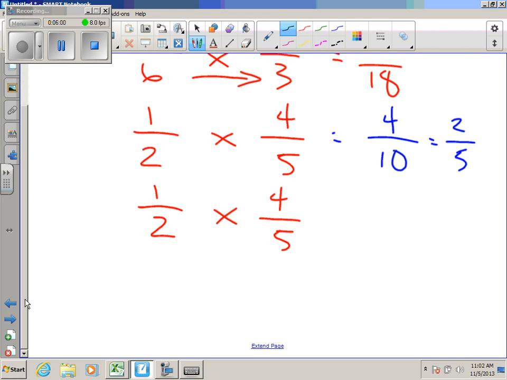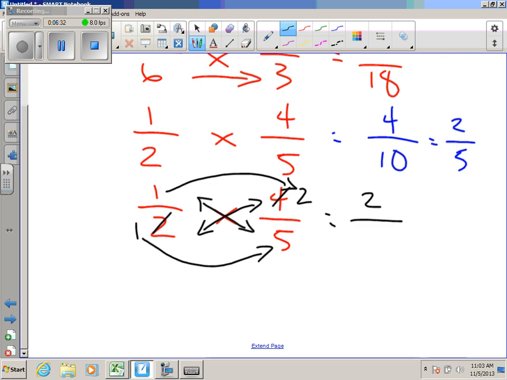Look diagonally. Do the 1 and the 5 have anything in common that you can divide them both by? Let's then look at the 4 and the 2. Is there anything there you can divide both a 4 and a 2 by? 2. So let's do that. What's 2 divided by 2? 1. 4 divided by 2 is 2. Now multiply. 1 times your 2 and 1 times your 5 gives you your fraction in simplest form.